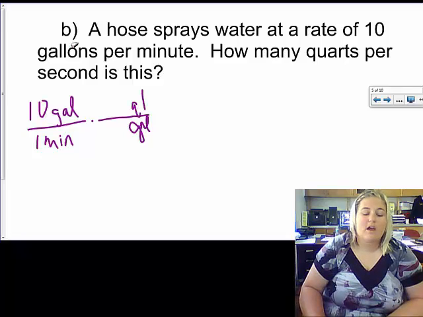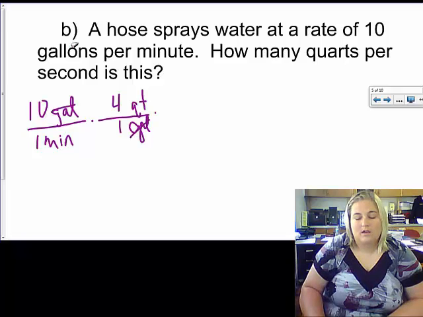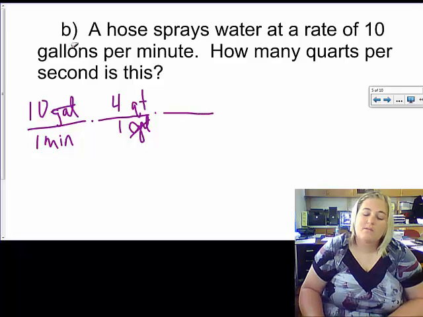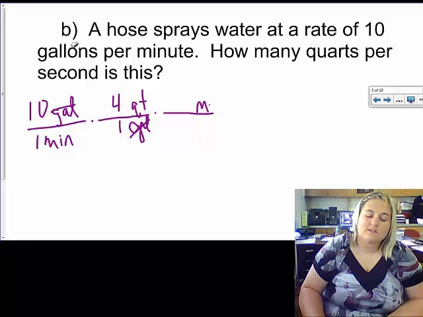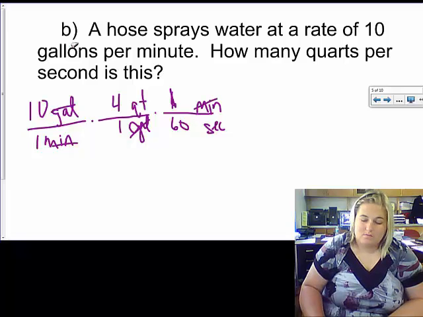And the equivalency between gallons and quarts is that there are 4 quarts in 1 gallon, and I have to multiply again because these will cancel right now, but whenever I multiply across now, I'm going to have quarts per minute, but I want quarts per second. So minutes is what cancels here. And on the bottom is going to be seconds, because that's what I'm converting to. And I know that my equivalency between minutes and seconds is that for 1 minute, there is 60 seconds. Minutes and minutes will cancel.